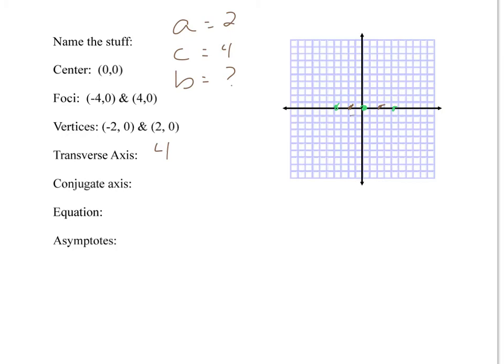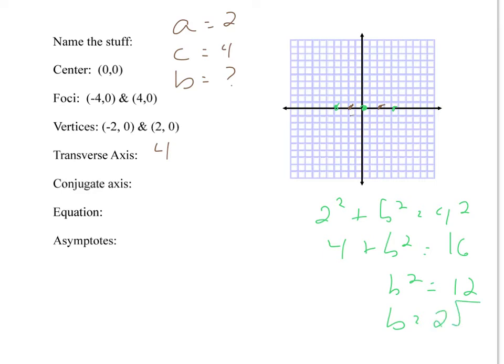Let's figure out what my b is. I do know that a squared, so 2 squared, plus b squared is equal to 4 squared. 2 squared is 4, plus b squared is equal to 4 squared, which is 16. It looks like b squared is equal to 12. So b is equal to root 12, which is 2 root 3. And root 12, of course, is about 3.5. So I know that my conjugate axis is going to go about 3.5 up and down, so I'll do that in purple. My conjugate axis is going to go somewhere about there and there, doing my best. My conjugate axis has a length of 2b, so it's going to be 4 root 3.